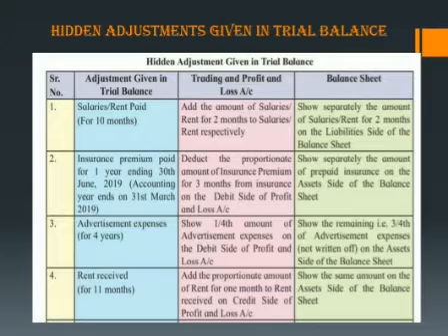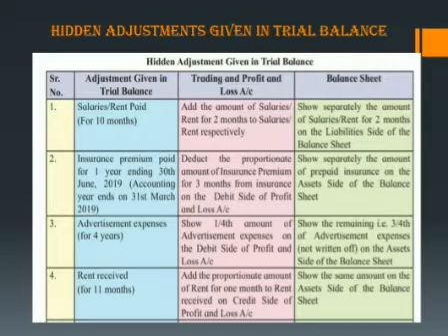Third adjustment: advertisement expenses for 4 years. Again we have to show 1/4 amount of advertisement expenses on the debit side of the profit and loss account. It means it has been paid for 4 years, so we have to show 1/4 amount in the outer column and 3/4 amount of advertisement expenses on the asset side of the balance sheet.